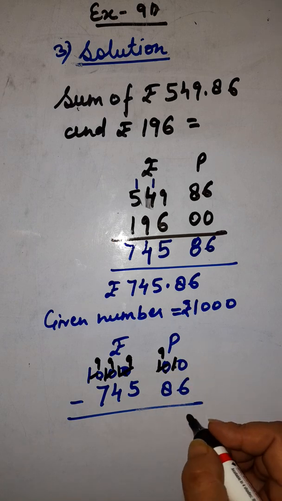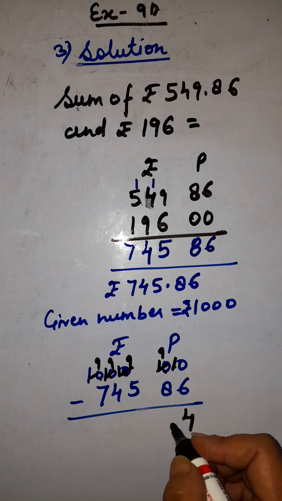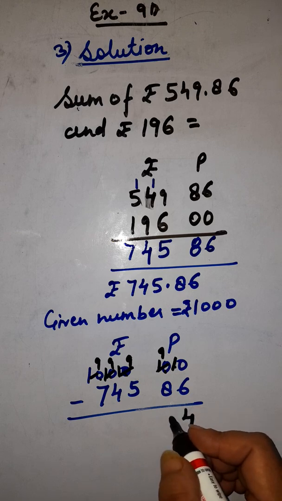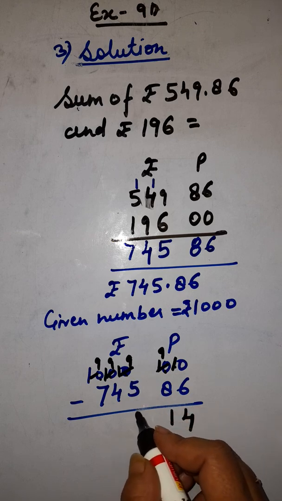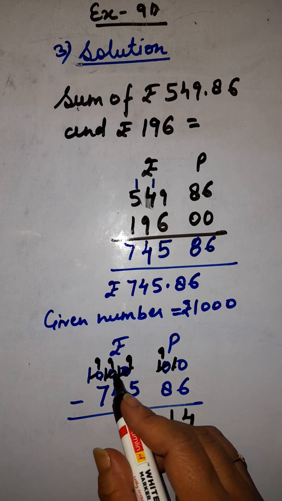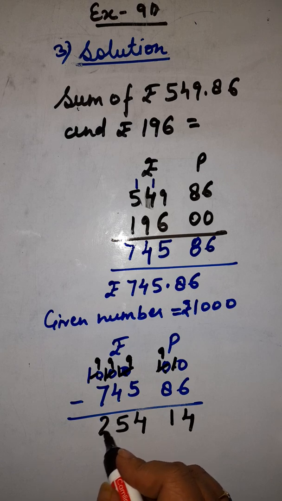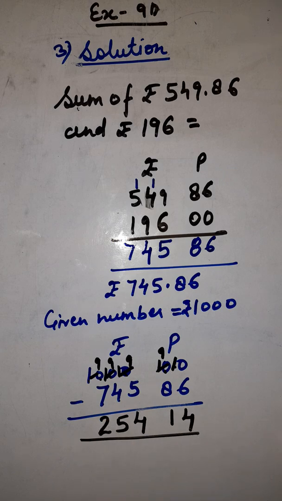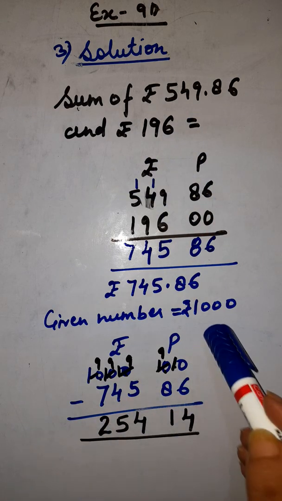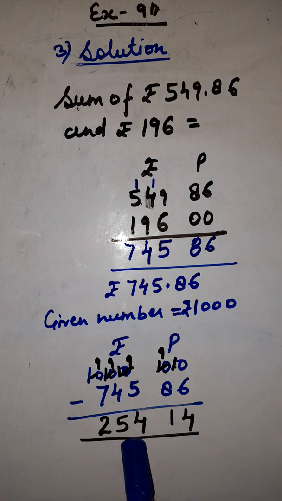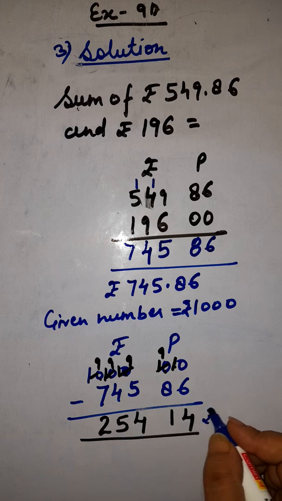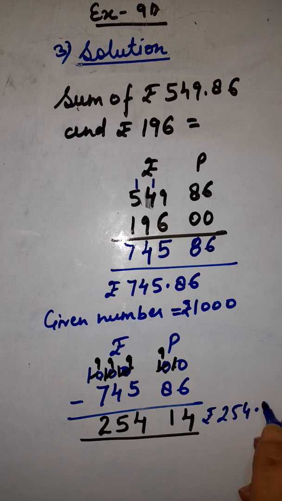So 6 from 10 will get here 4. 8 from 9 will get 1. 5 from 9 will get 4. 4 from 9 will get 5. 7 from 9 will get 2. So when we subtract the sum of these numbers from 1000, we'll get 254 rupees and 14 paise. This is our answer.